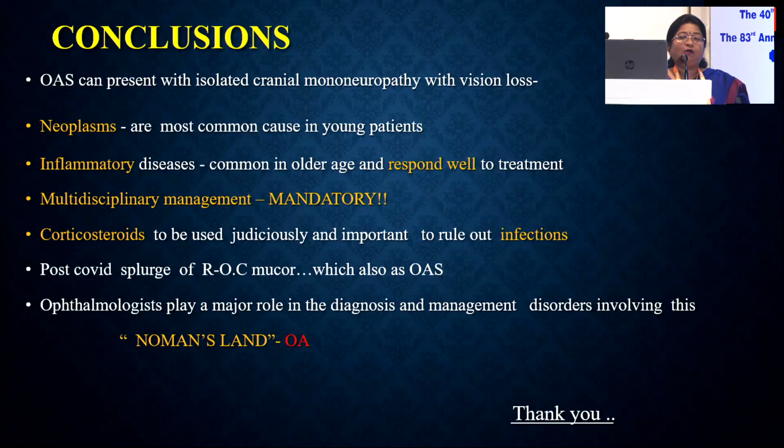So to summarize, orbital apex syndrome can present with even an isolated cranial neuropathy, but watch for optic nerve function tests because we can't miss it if it is not assessed. Neoplasms are common in young individuals and inflammatory diseases in older age. They do respond well to treatment, and we need multidisciplinary management for these conditions. Steroids can be used judiciously, but be careful in poorly controlled diabetics. Watch out for coexisting infections, and definitely an ophthalmologist plays a good role in these sorts of diseases, and we need a multidisciplinary approach in controlling them and conquering this no man's land.